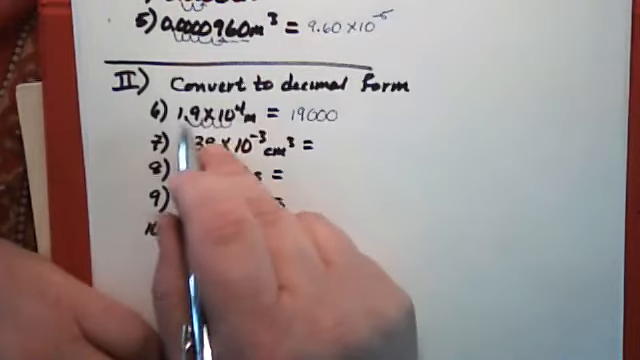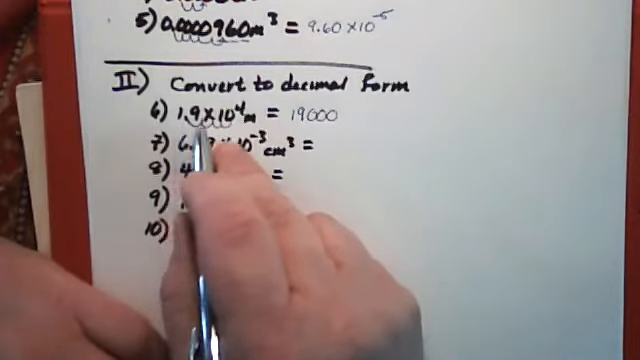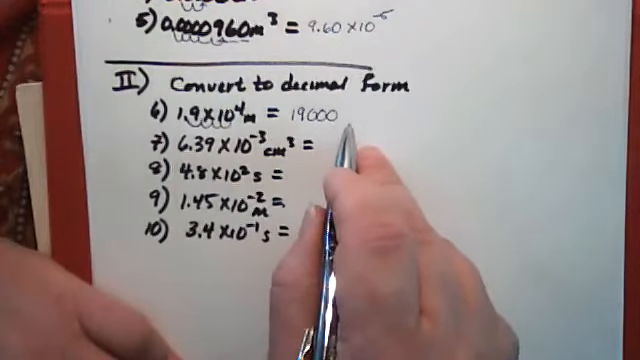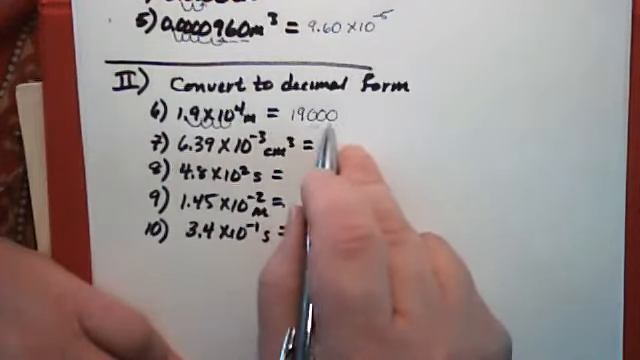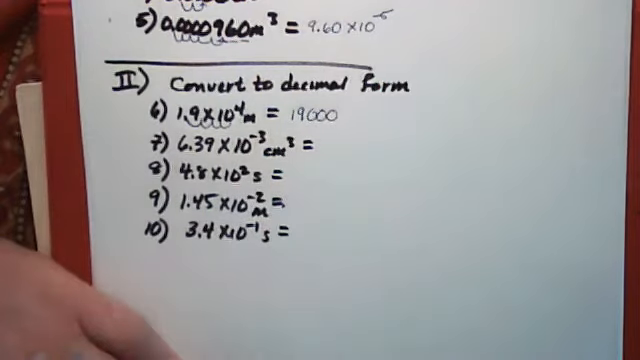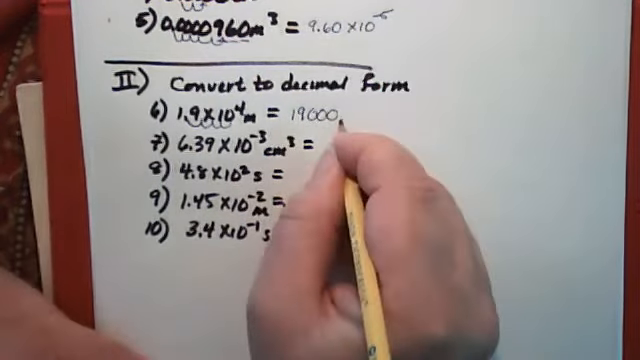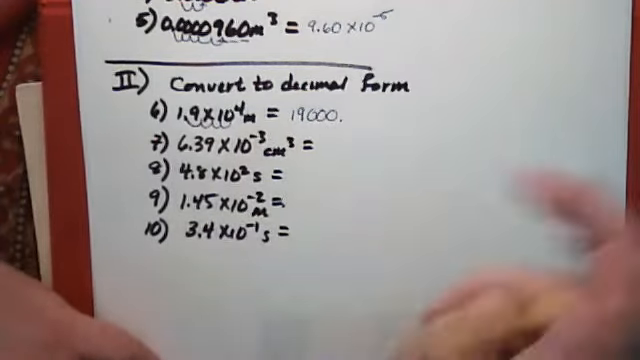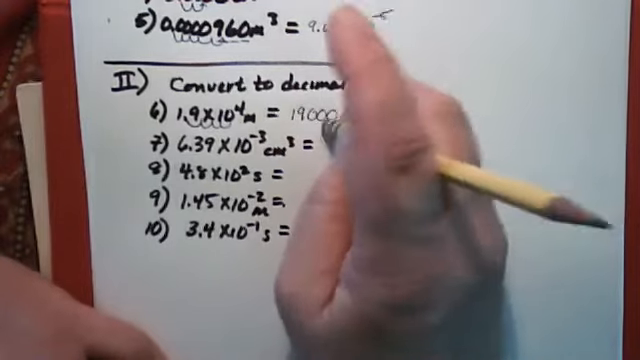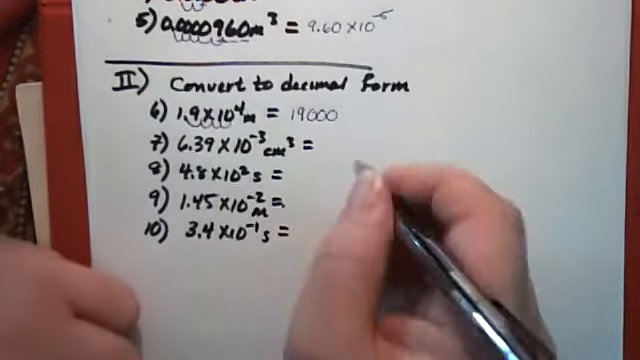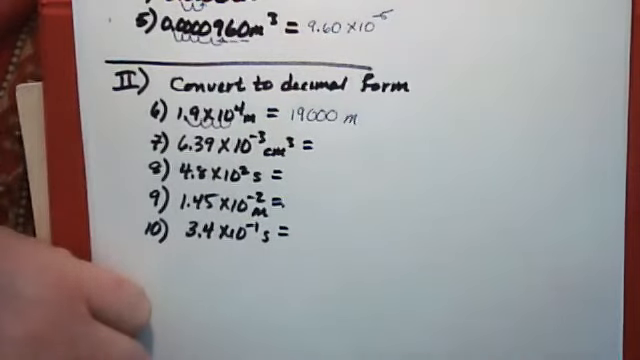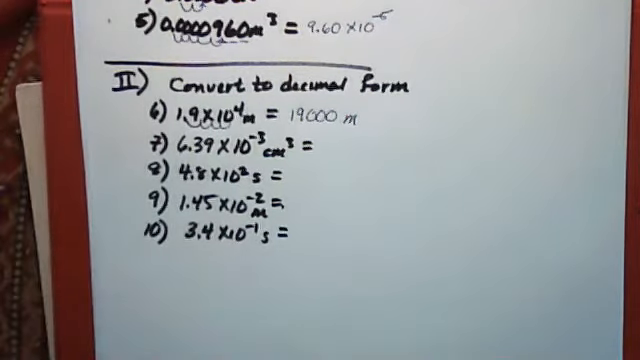This number here, the original scientific notation, only had 2 significant figures. And this number here, 19,000 with no decimal point, has 2 significant figures because the zeros at the end don't count. If you put a decimal point in, now it's got 5 significant figures because those zeros at the end count. So leave it out. And the unit would be meters. Okay, so that's the first one.